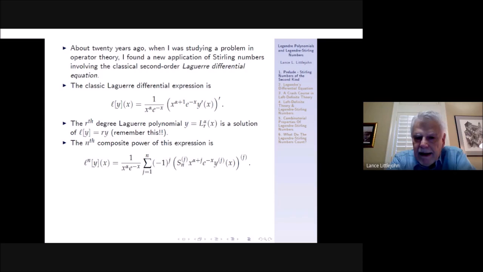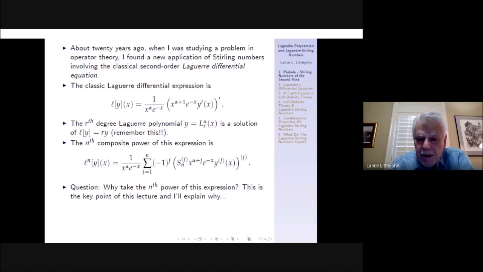I hope you can see my cursor, but these coefficients are precisely the Stirling numbers of the second kind. So this was a new application of these numbers back then. Now, the natural question is, why am I doing this? Why am I taking this nth power? Well, this is the key point of this lecture, and I'll explain why.